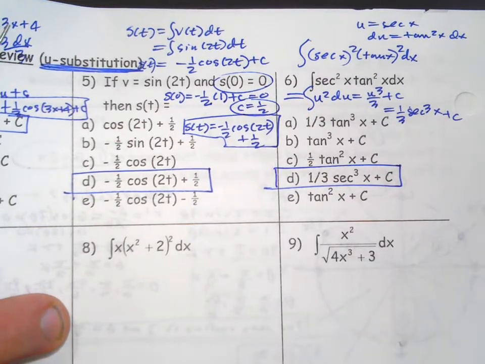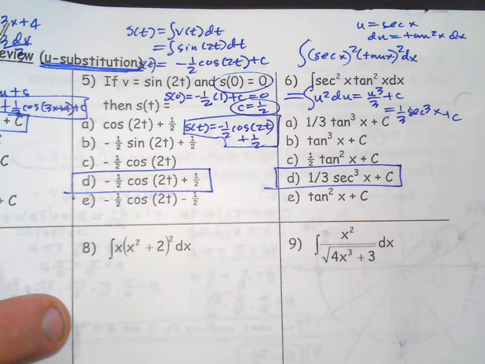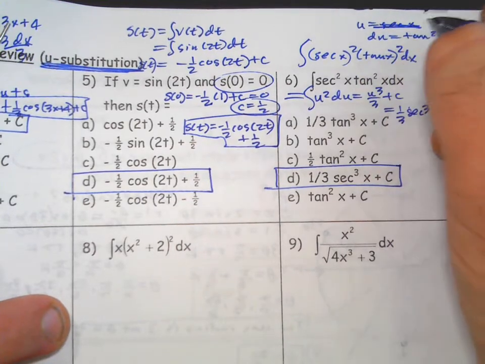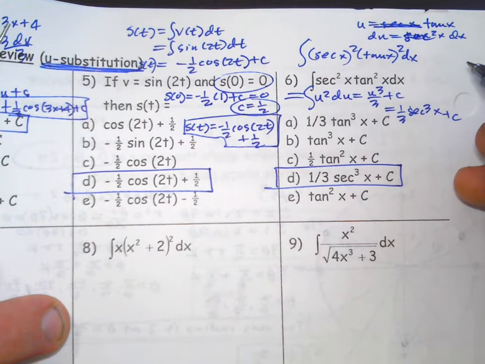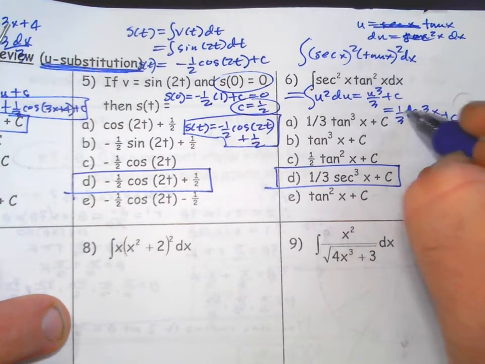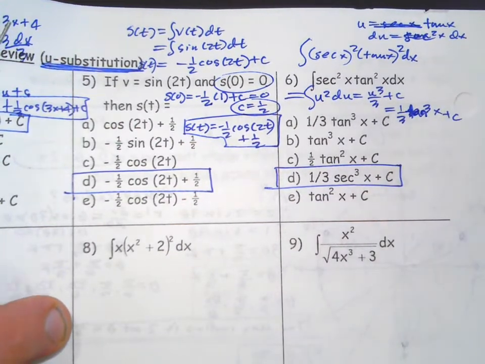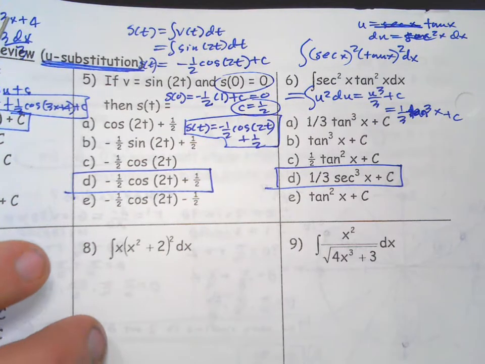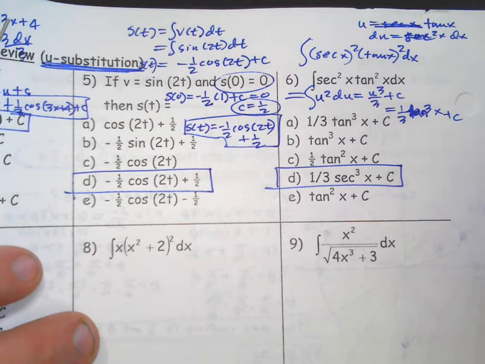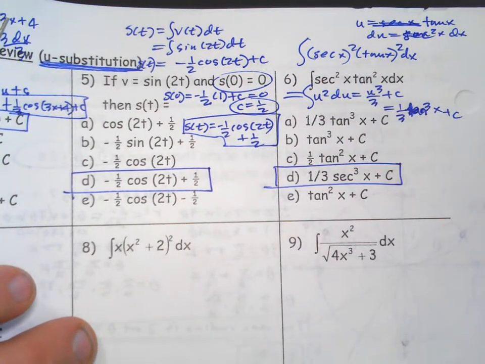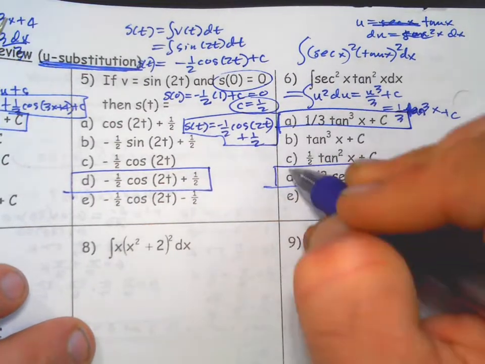Oh, shoot. Tangent. I messed up. Tangent. The derivative of tangent is secant squared. So there we go, I was going too fast. The derivative of secant is secant tan, I think I even said that. But tangent should be the inner function because the derivative of tangent is secant squared, and that's the other thing there. So the answer is going to be A.